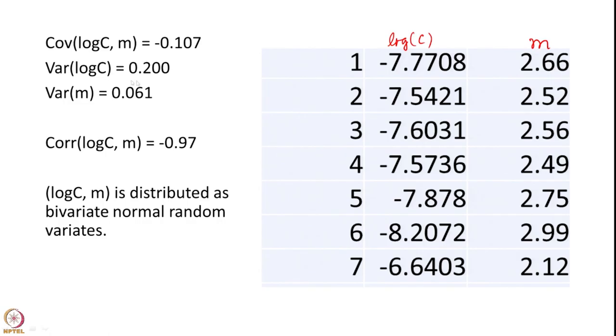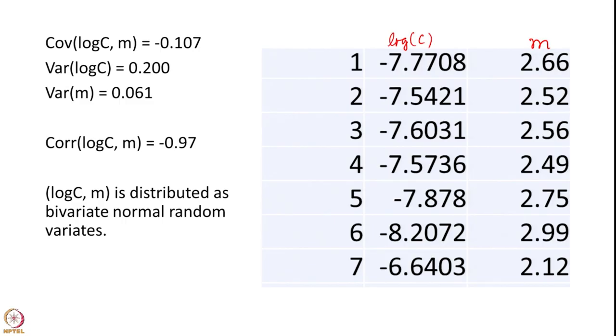The variance of log C turns out to be 0.2. The variance of m turns out to be 0.061, and the correlation coefficient turns out to be negative 0.97. It means that they are very closely correlated, but negatively. That is, when m increases, log C decreases. This is the relationship, and in fact this is known to be distributed as a bivariate normal distribution.